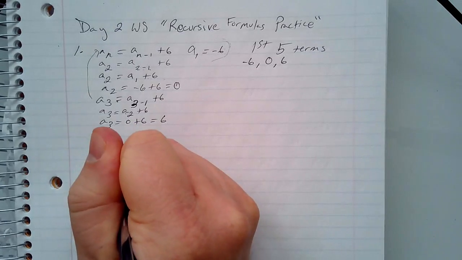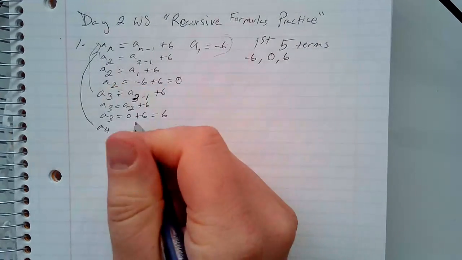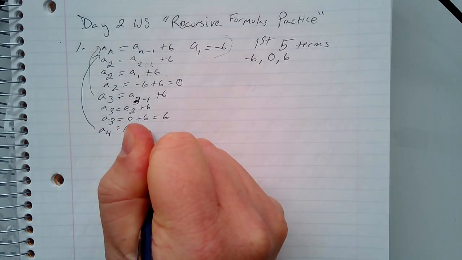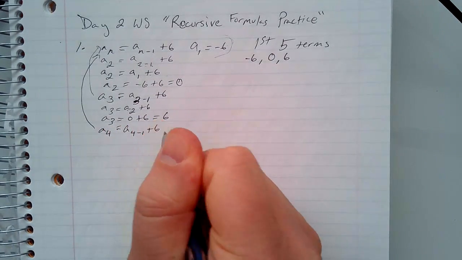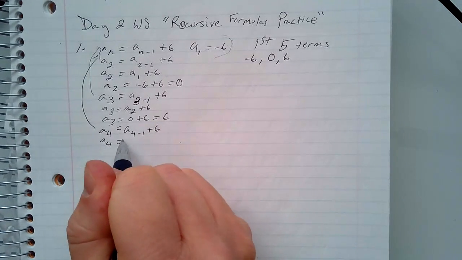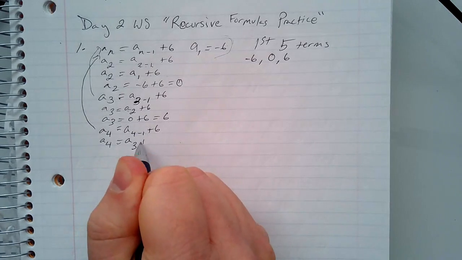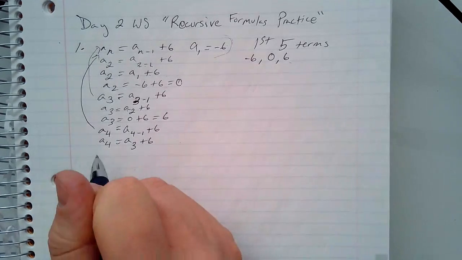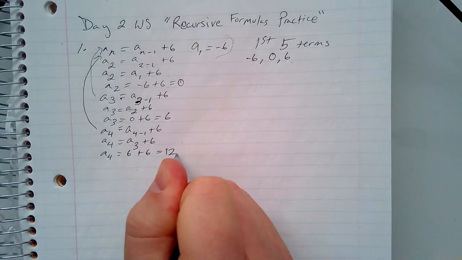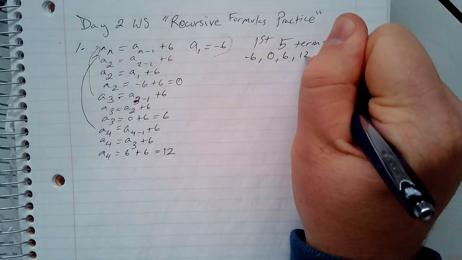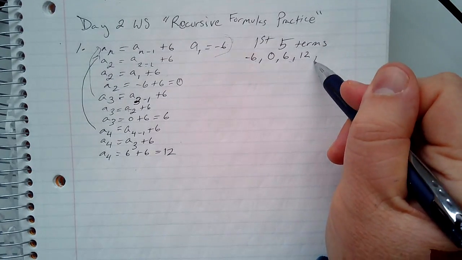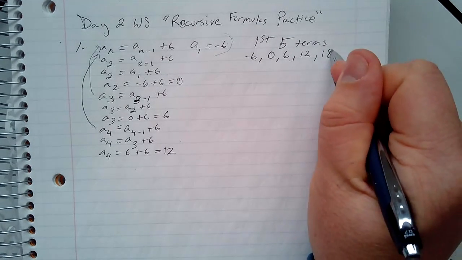Now, with a sub 4, I go back up to this problem. A sub 4 is equal to a sub 4 minus 1 plus 6. What is a sub 4 minus 1? A sub 4 is equal to a sub 3 plus 6. What was a sub 3? It was 6. So a sub 4 is equal to 6 plus 6, or 12. Now, whenever you look at this list, you can probably guess what the next one is, which is going to be 18.